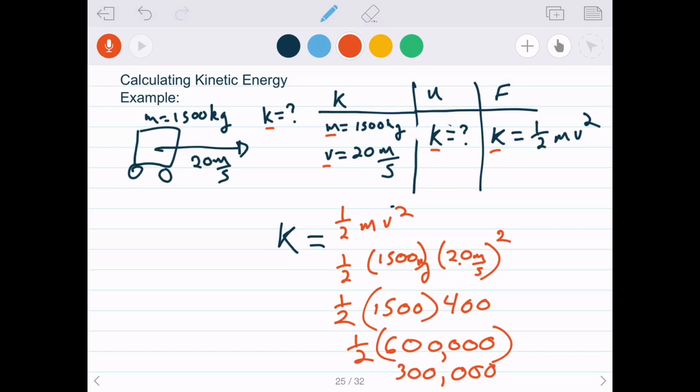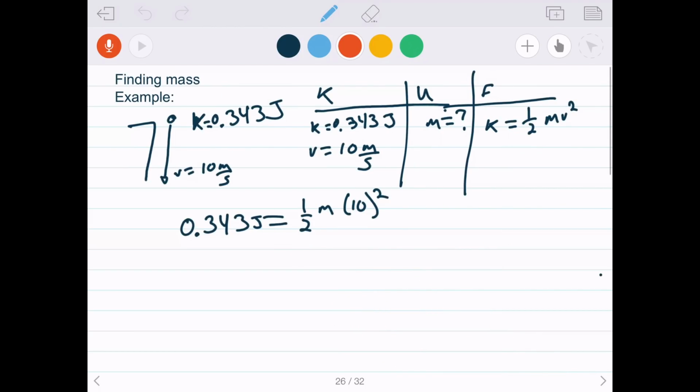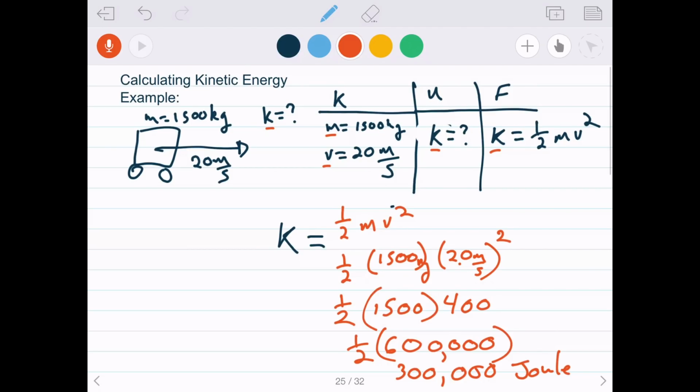300,000. So half of 600,000 is 300,000. And it is still energy, so the units is still joules. I hit my button. Joules.